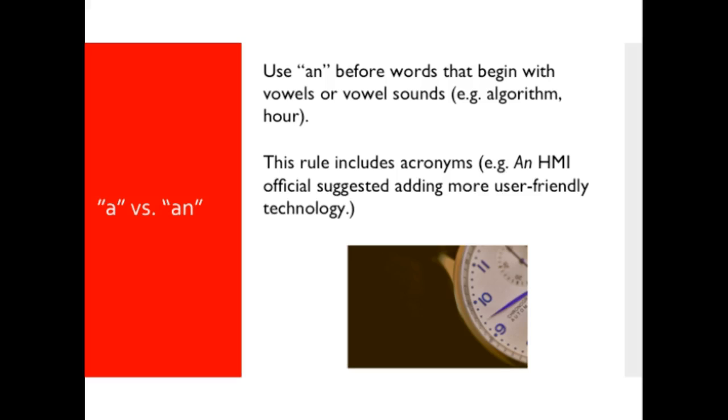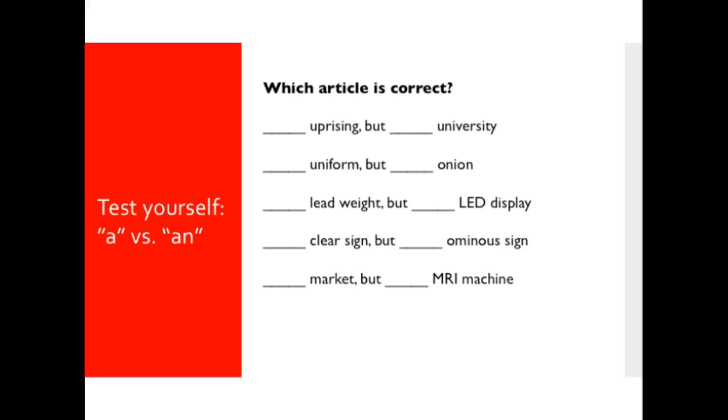So that requires "an." Another example is acronyms. Oftentimes we have an acronym where the sound or the name of the letter starts with a vowel sound, and so we need "an" versus "a." An example would be: an HMI official suggested adding more user-friendly technology. An LED light, because L, even though it's a consonant, we say it with "el," phonetically. So just sound it out. That's usually the easiest way to do it.